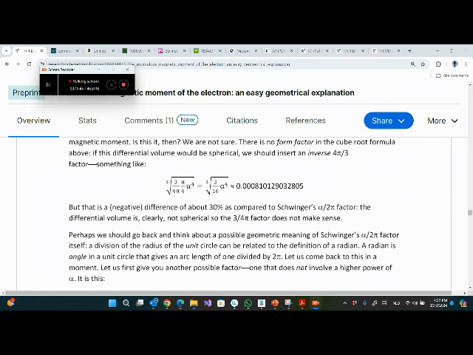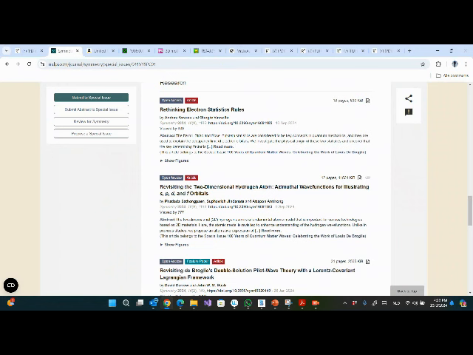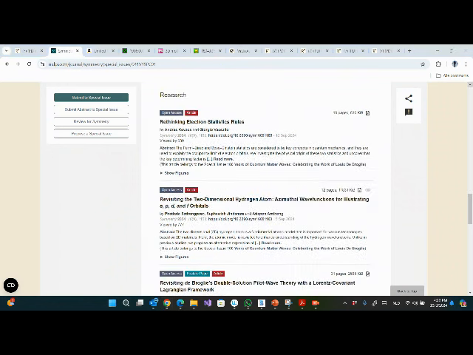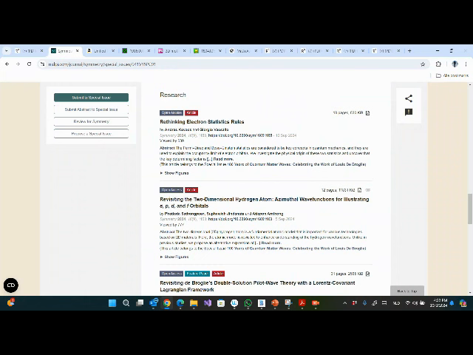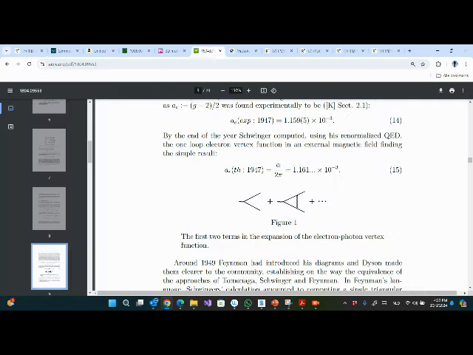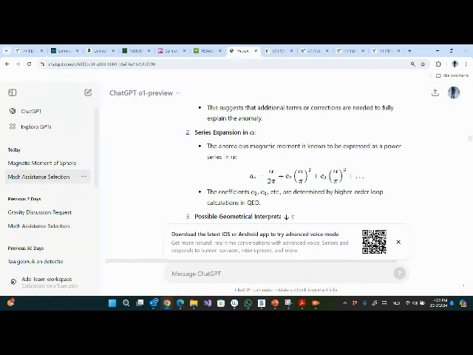I'm going to end here and see if I can merge the two videos. Maybe very briefly, if you want to read a shorter article, you can download a PDF: Rethinking Electron Statistics Rules, by the same authors of this book, Kovacs and Vassallo, who talk about bosons and fermions in a way I like very much, because it also confirms that this local realist interpretation is a viable alternative to QED.